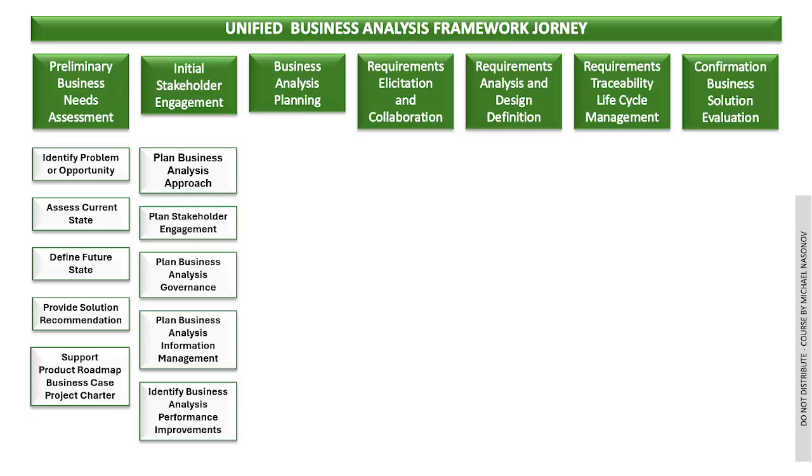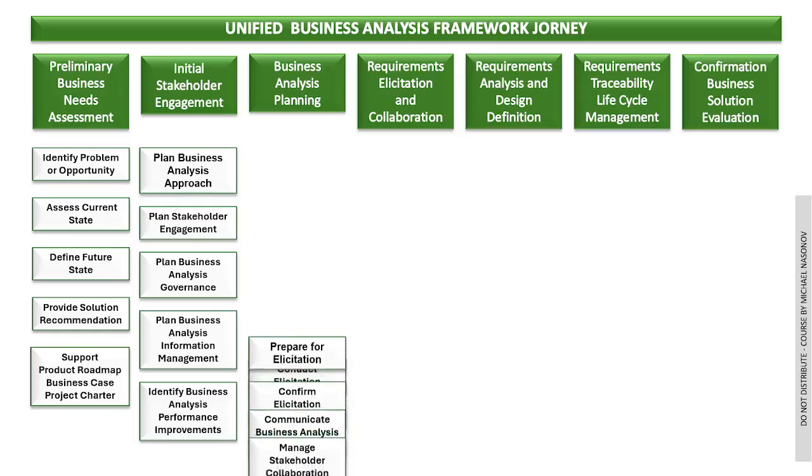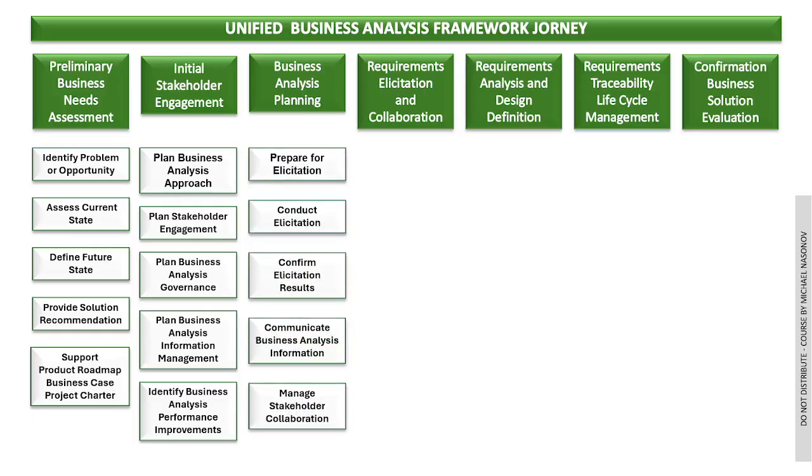Third item, business analysis planning. You start planning. Prepare for elicitation. Conduct elicitation, meaning elicit project requirements from your project stakeholders, which means from your customers or clients interested in this project, the end user customer. Communicate business analysis information. You need to communicate this information until you're gonna find the solution. Manage stakeholder collaboration. Right now you are just planning for this. How you're gonna collaborate with stakeholders.